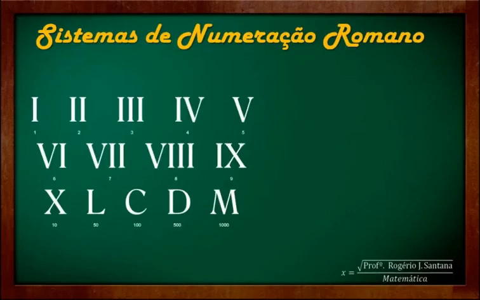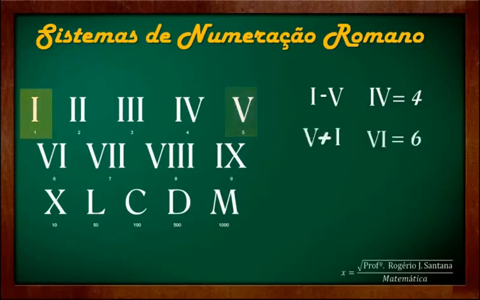The Roman people were one of the peoples that contributed least to the advancement of mathematics. But even so, we still have the influence of their system to this day. Their system used letters from the Roman alphabet to express quantities. See how we write the number 4 and the number 6. The number 4 was made up of 5 minus 1. Subtract the smaller number on the left from the larger number on the right. 5 minus 1 equals 4.